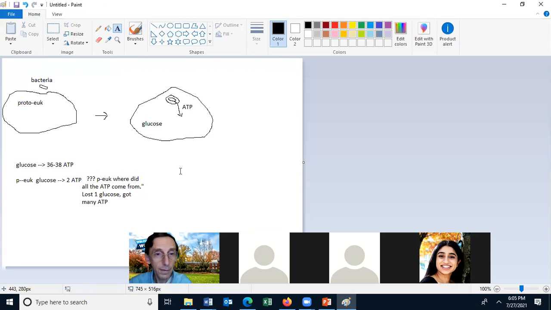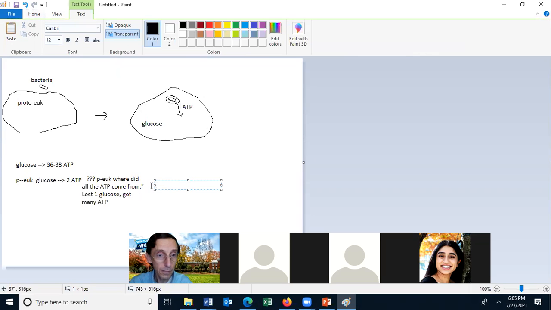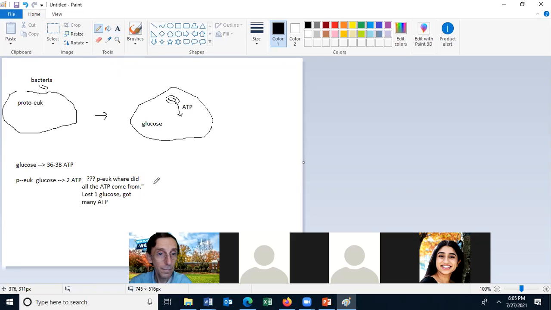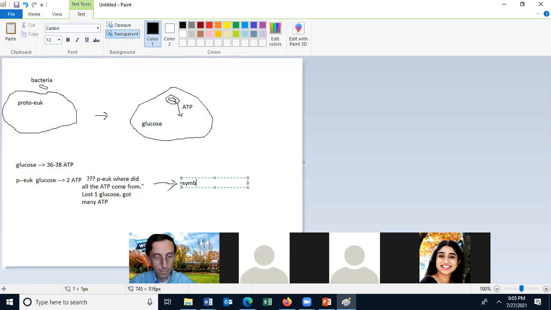And the proto-eukaryote came to the conclusion that the bacteria was making ATP, much more ATP than the proto-eukaryote could make from one molecule of glucose. So the two formed a symbiotic relationship, where the proto-eukaryote gave the bacteria glucose and a home, and then the bacteria started making ATP for the proto-eukaryote. So that was actually a mutualistic symbiosis. Mutualism. So both benefited.